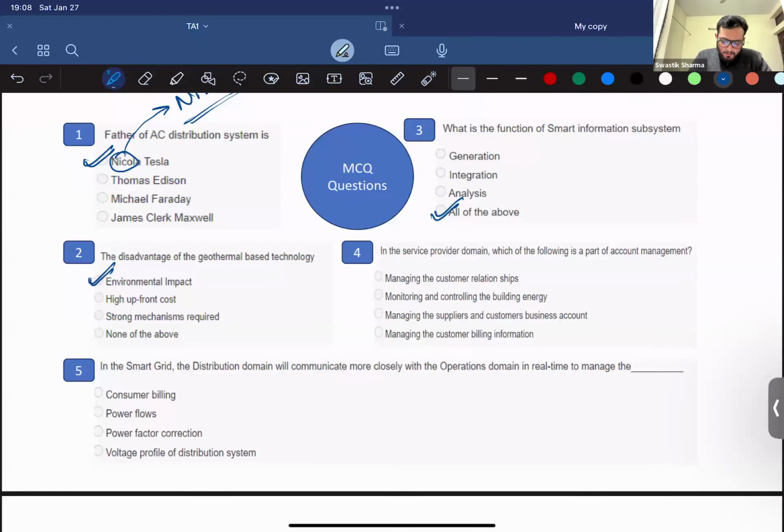Then we have, in the service provider domain, which of the following is part of account management? Can anyone tell me? What do you mean by managing account? Is it customer relationships? I don't think so. And it's not about monitoring and controlling the building energy. It can be managing the customer supplies business account, not the billing information. No, it's the customer account. It's account management, not billing management.